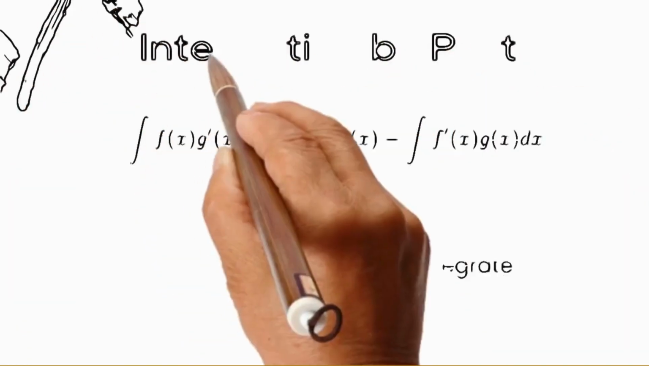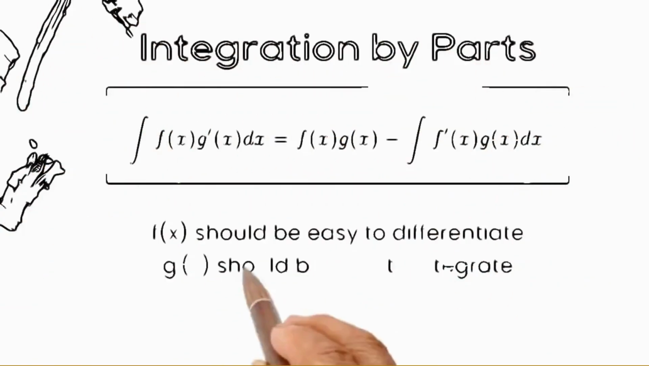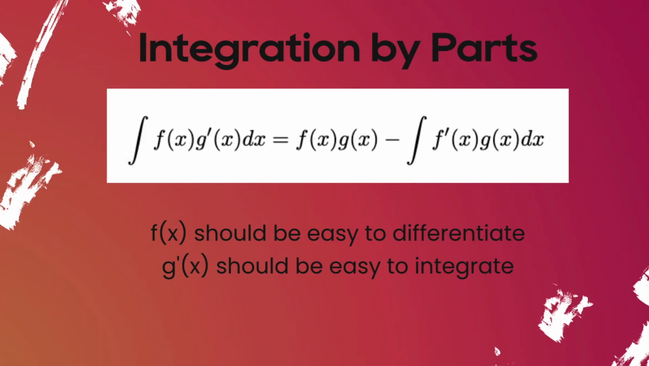So the first topic is integration by parts. And this is by far probably one of the most common topics on the AP Calculus BC exam. This is used when we want to integrate basically the product of two functions. So basically the integral of f of x times g prime of x is f of x times g of x minus the integral of f prime of x times g of x.